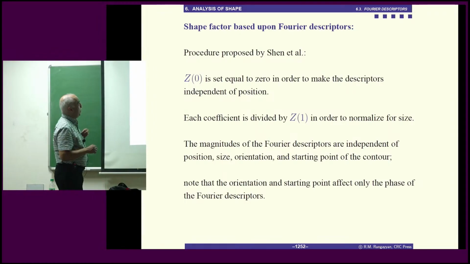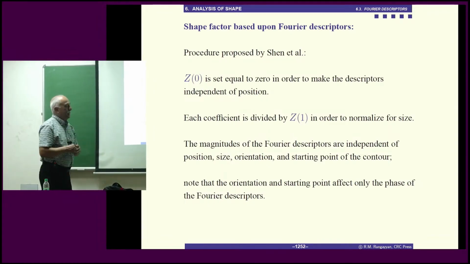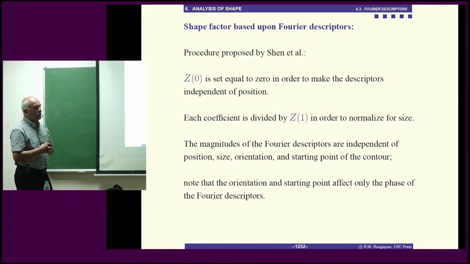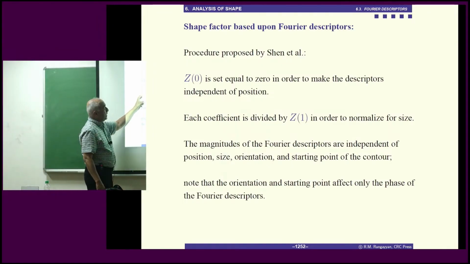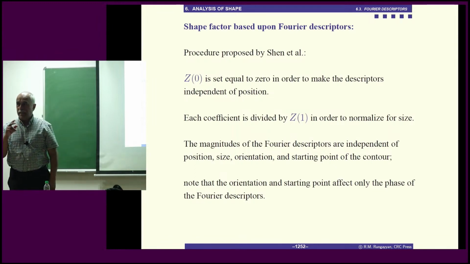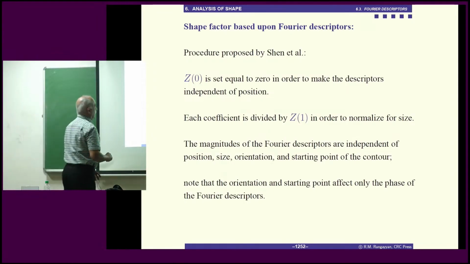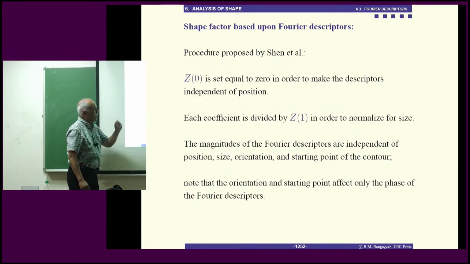Liang Shen, who did his MSc and PhD with me, developed a Fourier descriptor-based shape factor. First set Z0 to 0, and the descriptors are independent of position. Z0 is just a centroid, so we don't care where it is. Each coefficient is divided by Z1 to normalize for size, but that also takes away the phase. Z1 is complex, so if you divide by that, the phase of that is removed from the phase of the rest of the components. So the magnitudes of the Fourier descriptors are independent of position, size, orientation, and starting point of the contour after this, if you take the magnitude.